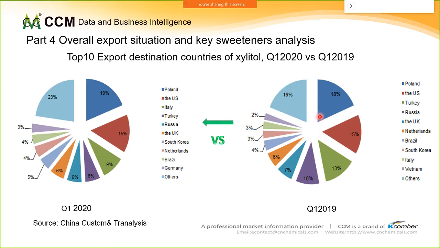the UK, and Russia. China's main export destinations in the first quarter of 2020 were Poland, the United States, and Italy. And these three major exporting countries still accounted for more than 40%. Poland remained the largest importer of xylitol from China. The proportion of xylitol exported to the United States is still 15%, and the proportion exported to Italy has dropped from 13% in 2019 to 9%.